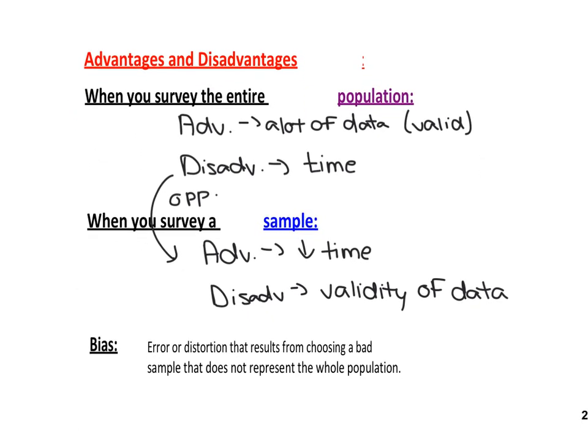A lot of you have heard the word bias before. It's an error or distortion that results from choosing a bad sample that does not represent the whole population. So like if I want to know the senior citizens' favorite food in a senior citizens' home, am I going to come and survey you guys? No, right? It's not going to be the same. They're not going to like the same things you like.